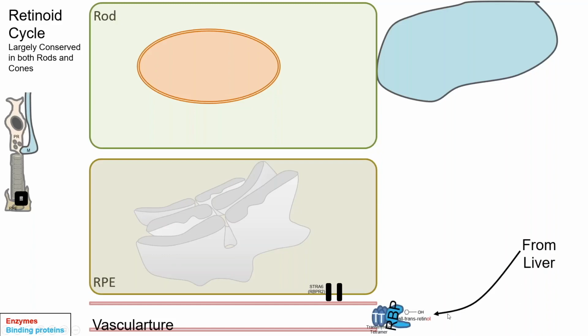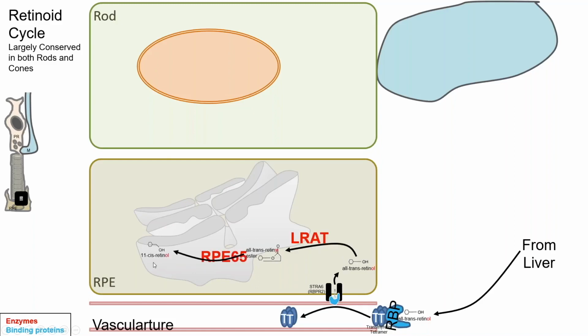So vitamin A is brought from the liver and delivered to the retinal pigmented epithelium from the blood. This comes as one of these vitamin A derivatives that is rapidly cycled through the retinal pigmented epithelium and transported into the photoreceptor, where it binds to one of these opsin proteins.